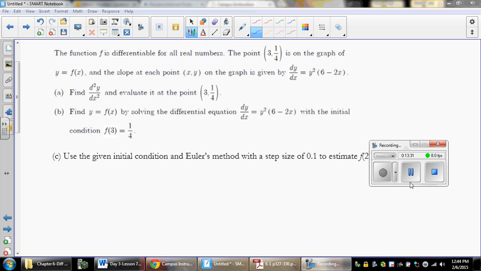Pause, pause, pause. Very quickly, if you haven't paused yet, this means take the derivative. You're going to do that implicitly. This you're going to separate variables. This you're going to do Euler's method. So implicit differentiation that kind of comes out of left field. Separation of variables. Regular function.